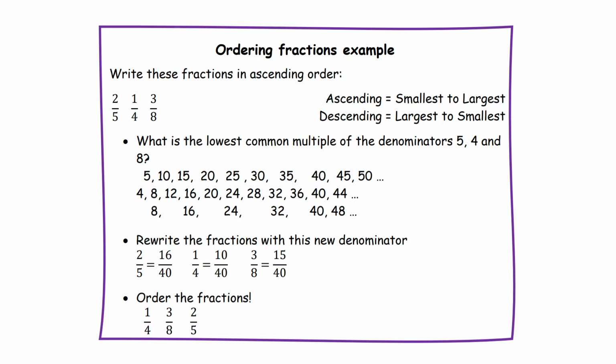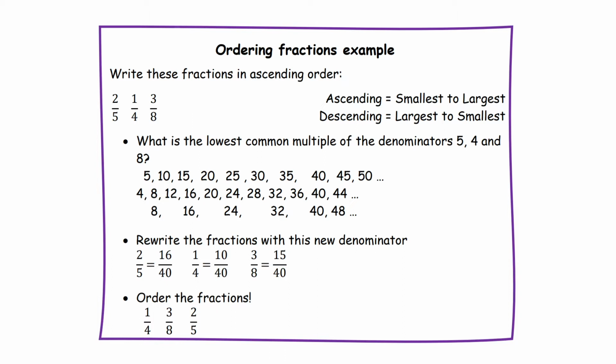Same thing with 1 over 4. 4 can only change to 40 by doing 4 times 10. So you need to do 1 times 10, which gives us 10 over 40. And the last one, 8, can only turn into 40 by multiplying by 5. So 3 times 5, which is 15 over 40.